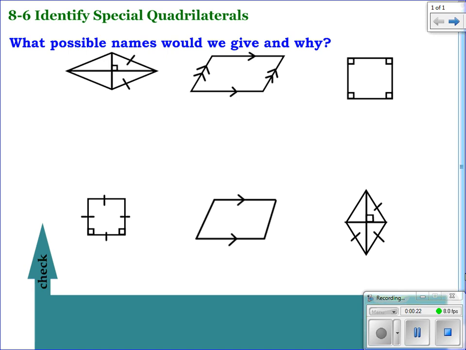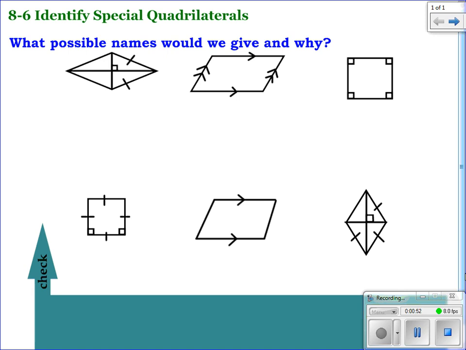So looking at the bottom, let's just get some guesses. We also have to have reasons why we picked the name we picked. So looking at that bottom left one right here, what shape name would be the best? Yes. How come? Okay, so what other word might students say on this one instead of square? Yeah. They could say rectangle.